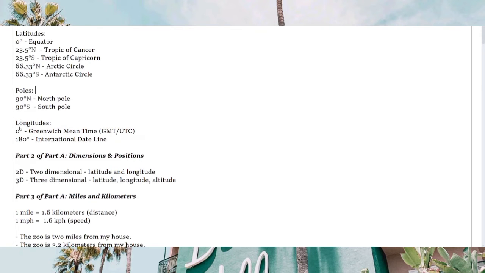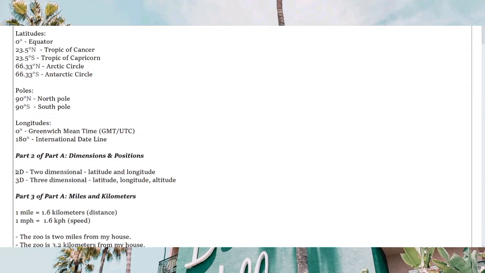Okay, longitudes. So 0 degrees longitude used to be known as Greenwich Mean Time or GMT. Now they call it UTC, Universal Time Constant. And at 180 degrees there's the International Date Line. We saw that, and then we also discussed why it is not straight, why it changes shape in certain places, especially in the southern hemisphere.